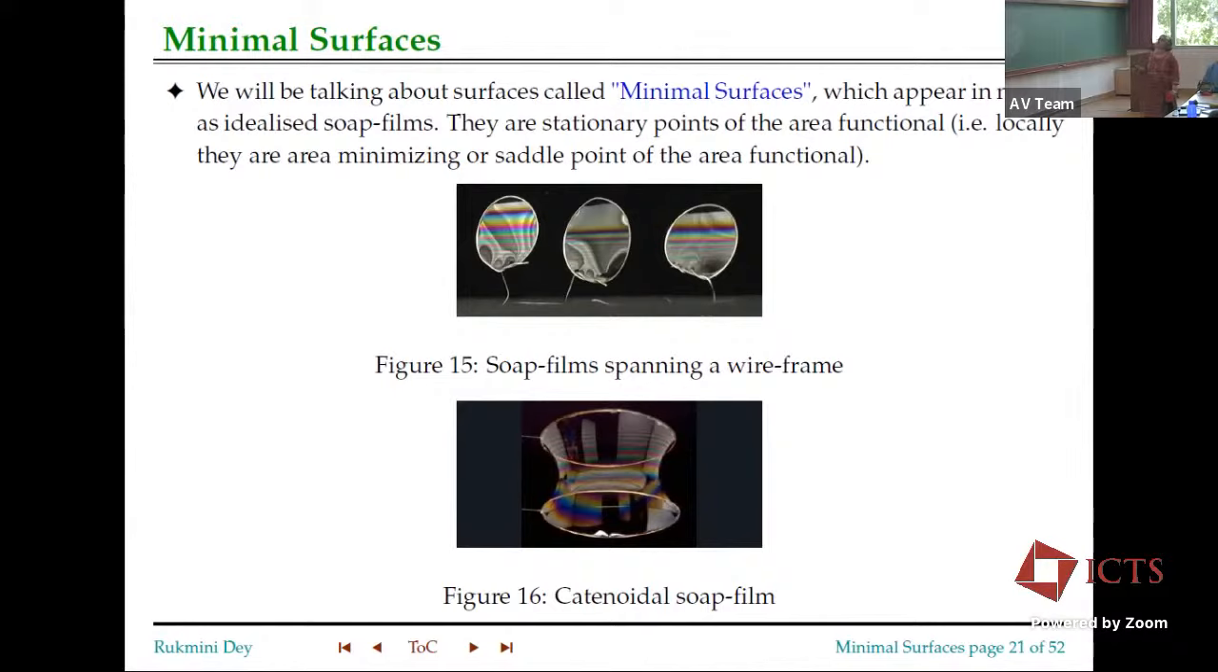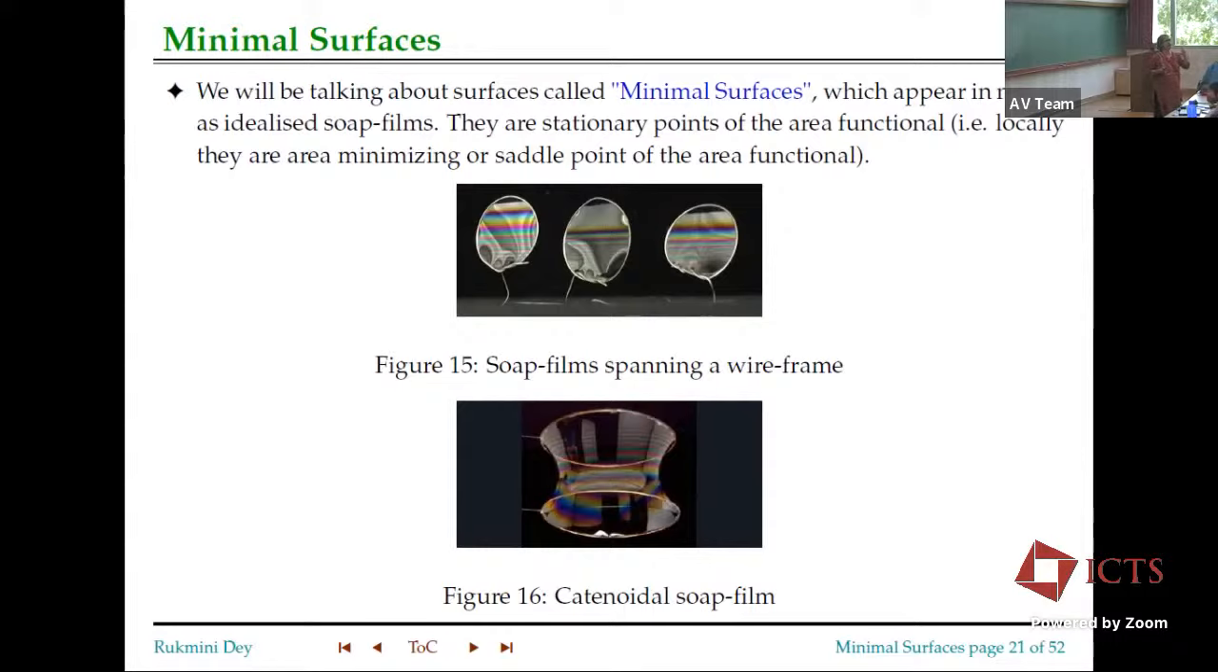So we'll be talking about surfaces called minimal surfaces, which appear in nature as idealized soap films. Okay, why are they called minimal? Because given a curve, supposing you have a curve, you dip it in soap solution, you will find these soap films, and they minimize the area locally.